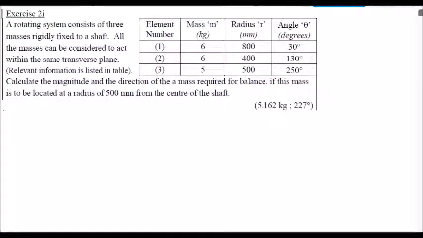Let's go to exercise 2I, which is more like the example we've been looking at. So exercise 2I, we've got a rotating system consisting of 3 masses, and they very conveniently have tabulated them for us. That's nice. On a rigidly fixed shaft, all the masses can be considered to act in the same transverse plane. We would assume that anyway. We've got to calculate the magnitude and the direction of a mass required for balance, if the mass is to be located at a radius of 500 millimeters from the center of the shaft.